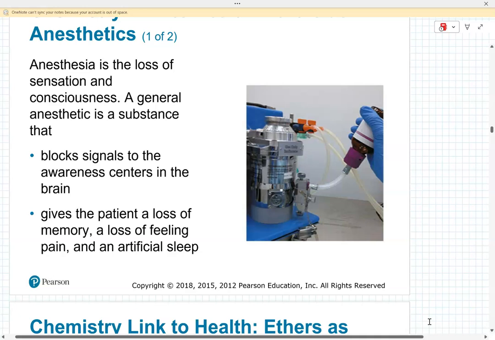So ethers were used as anesthetics starting in, I want to say, like the 1850s, 1860s. I think wide usage was even after the Civil War in the United States, so it will be like the late 1860s. Which is bananas, if you think about that. If somebody gets surgery in, I don't know, 1812, the American-British War, what do they use as anesthetic?